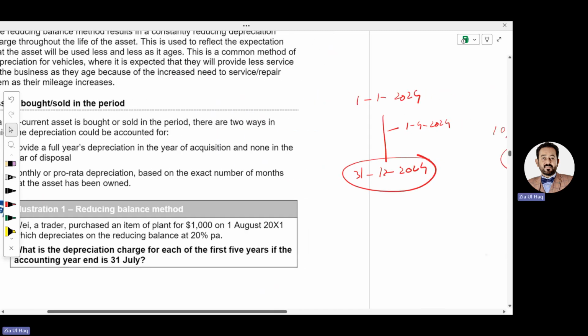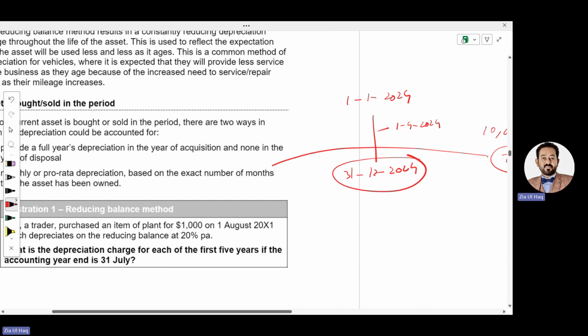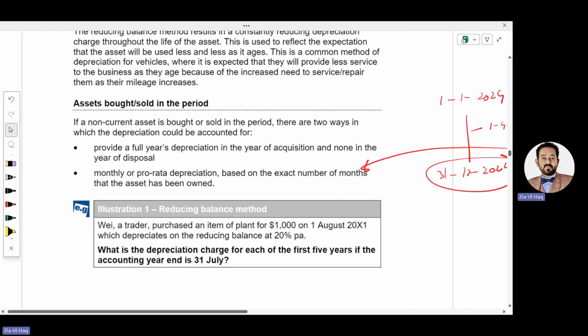This is called charging depreciation on pro rata basis. It means for how many months you have used the asset, you should charge depreciation for those months. Obviously, first you will calculate annual depreciation, because through the straight line method formula, you will calculate annual depreciation. But for the months you have used, you should calculate for those months. If you have used for 7 months, into 7 by 12. If you have used for 3 months, into 3 by 12.